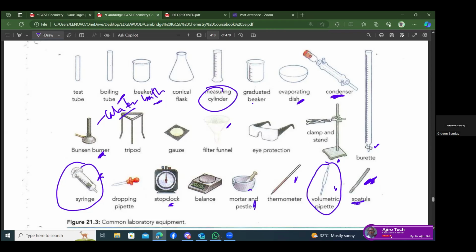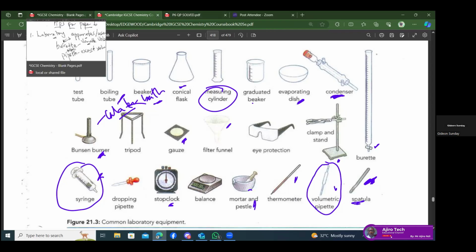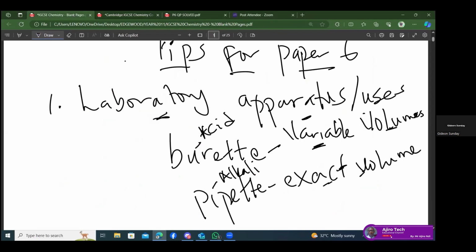Then we have the gauze, which is used to support the tripod right here when you're heating, to ensure that the conical flask or the beaker is not directly affected by the heat. So that's just a summary of what you need to know about this. It's important. So if you have not done that, go and look at each of the laboratory apparatus and what they are used for. All right, so that's the first tip I'm giving to those in the class.